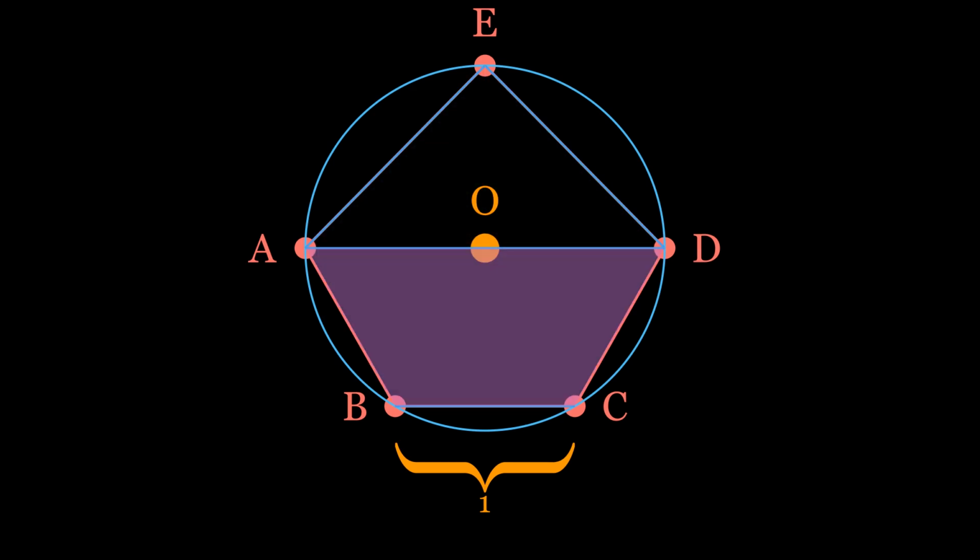Now let's examine trapezoid ABCD. We know the parallel sides. AD has length 2, BC has length 1. To find the trapezoid area, we need the height between these parallel sides. Let's drop a perpendicular from center O to chord BC, meeting at point M. Now consider the right triangle OMC.